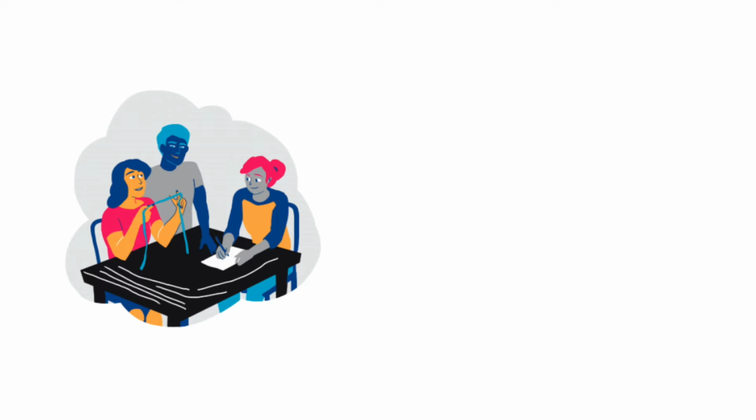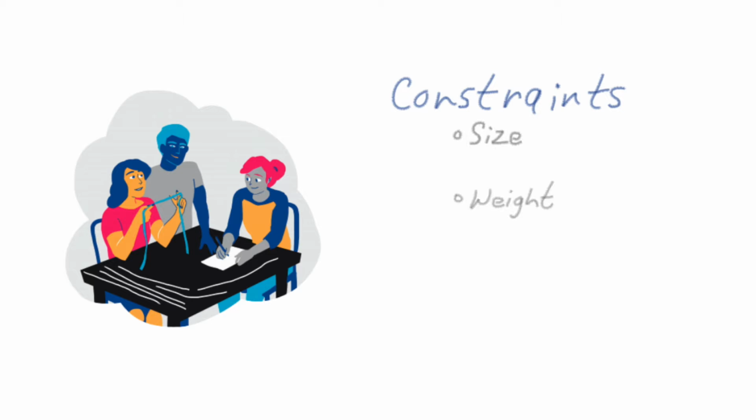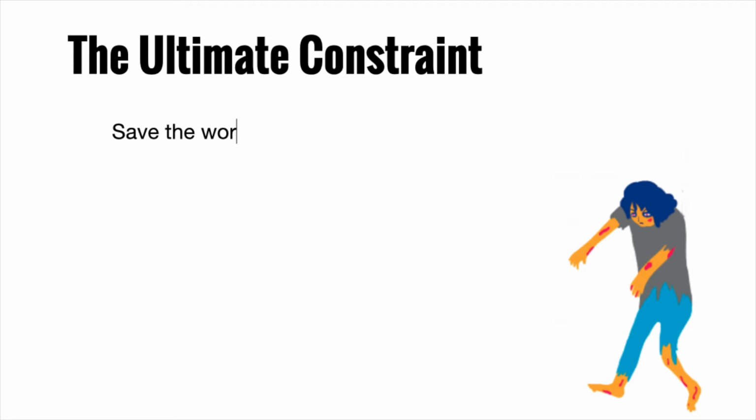Engineering projects always have a set of constraints on them. Anything from size limitations and weight requirements to the shape or purpose of a structure. That's why engineers have to be brilliant problem solvers. It is their job to find innovative and creative solutions that meet the requirements and constraints of a project. Today, we will face the ultimate constraint: save the world without becoming a zombie.